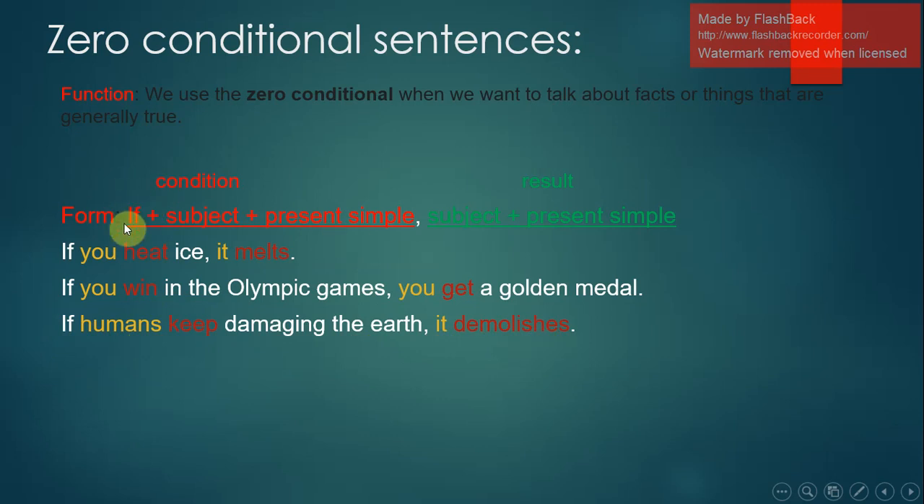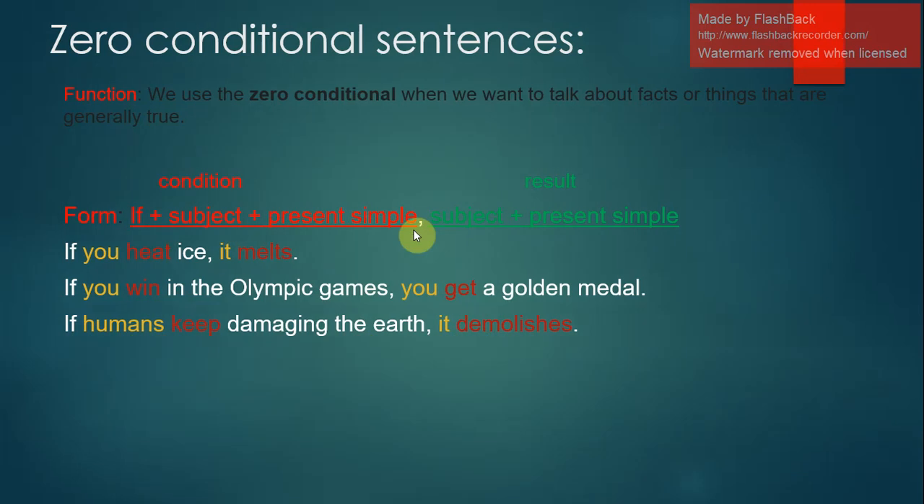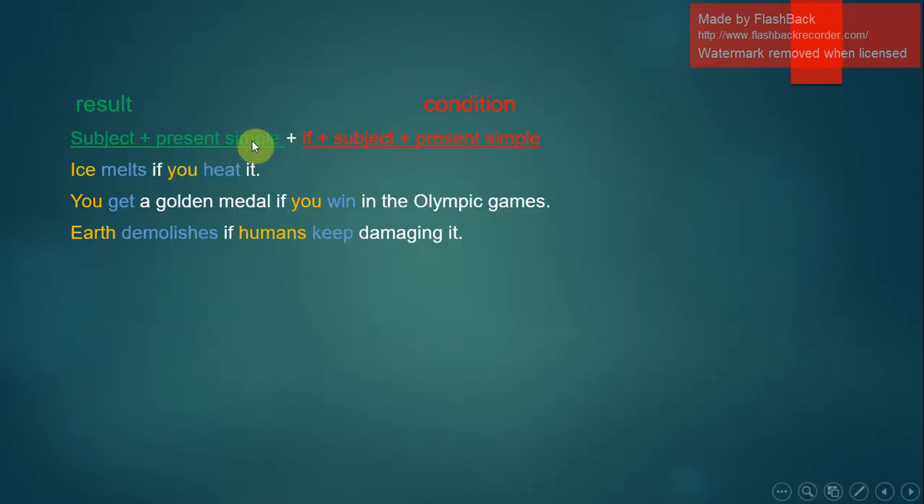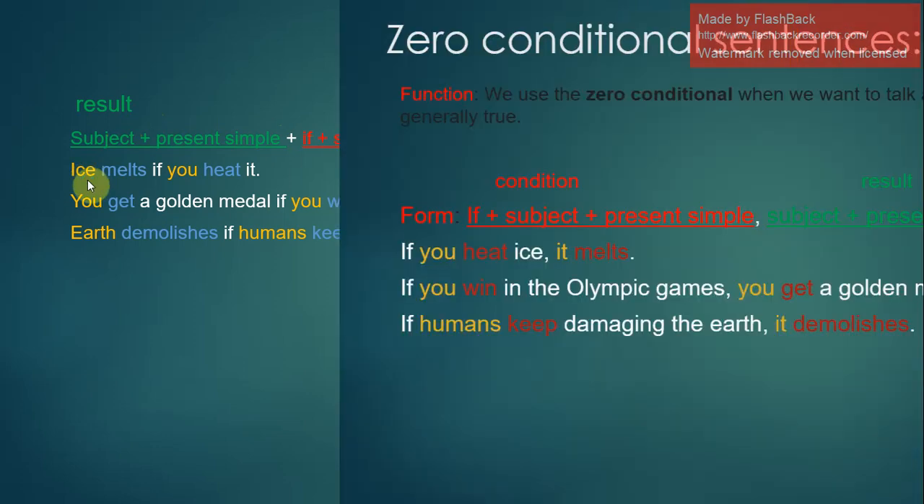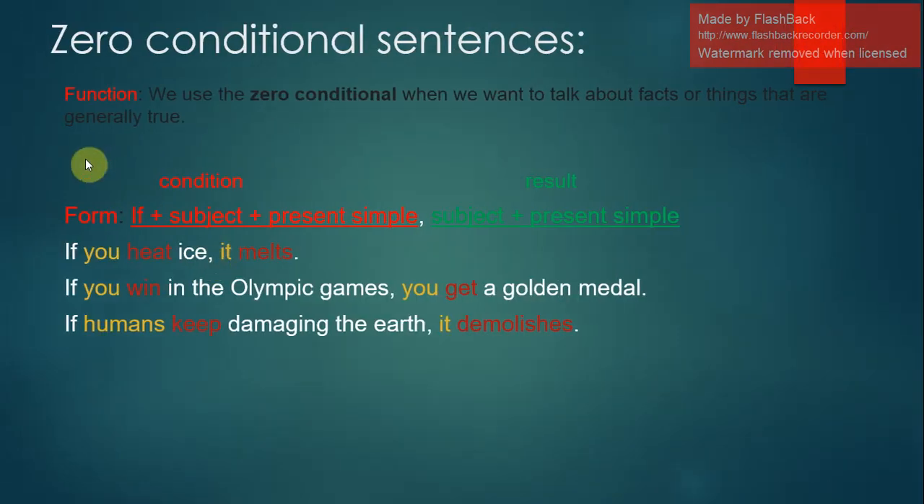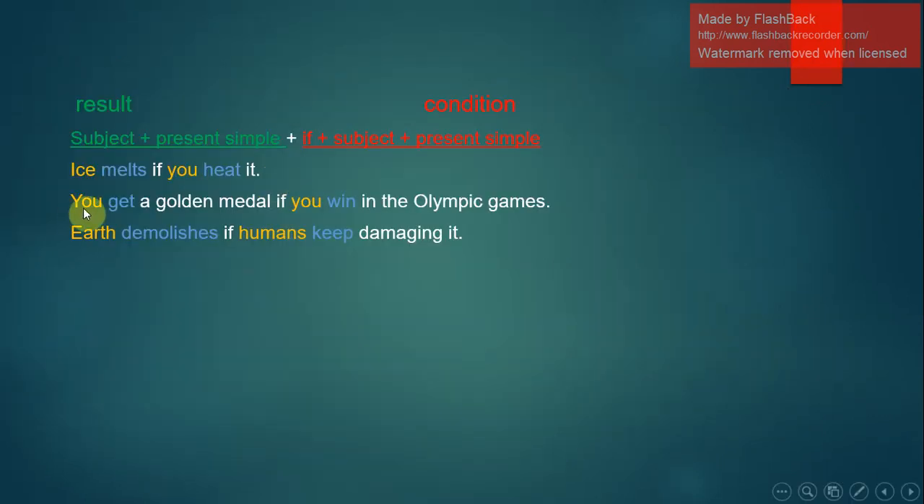And as I said before, if the if comes in the first clause of the sentence, we separate the two clauses with a comma. The second case, when we split these two parts, when we put the result at the beginning and if becomes in the second clause, we don't separate these two parts with a comma. So the first sentence becomes: ice melts if you heat it. And the second one, you get a golden medal if you win in the Olympic Games. And the last one, earth demolishes if humans keep damaging it. So we just copied the same second part, put it first, and then omit the comma and put the first clause in the second part.